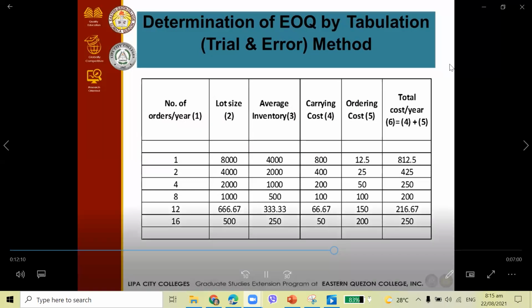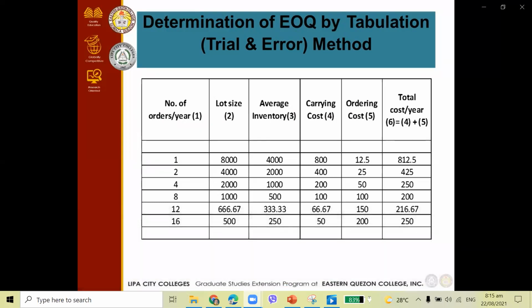And then the ordering cost is 12.5 for ordering once. So, kung order po tayo ng 2 beses, so times 2, lalabas po siya ng 25. And then, kung 4 na beses po siya tayong order in a year, so times 4 po, 12.5 times 4 is 50, and so on.